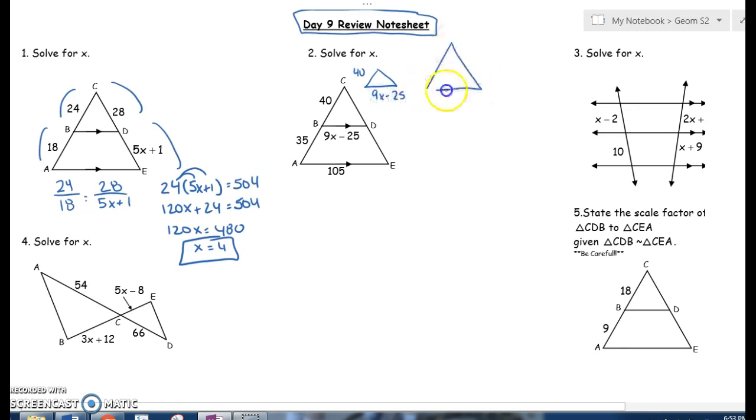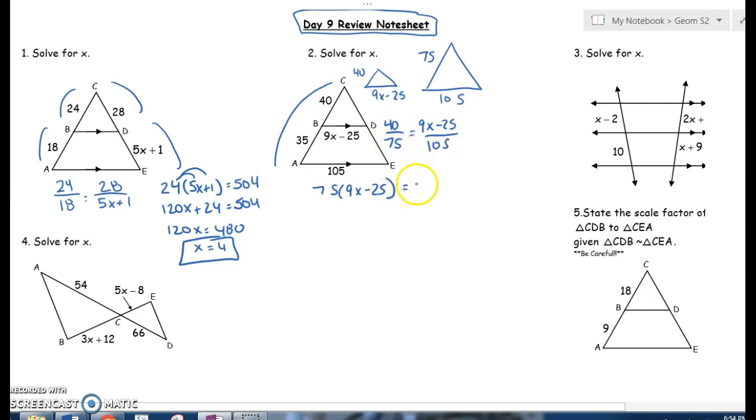And then the big triangle, you'd have the left side, which is 75, and the bottom side, which is 105. Again, I just added those together. That's where the 75 came from. And then you can set up your proportions. You can do like 40 over 75 equals 9x minus 25 over 105. And then you cross multiply. So you'll have 75 times 9x minus 25.